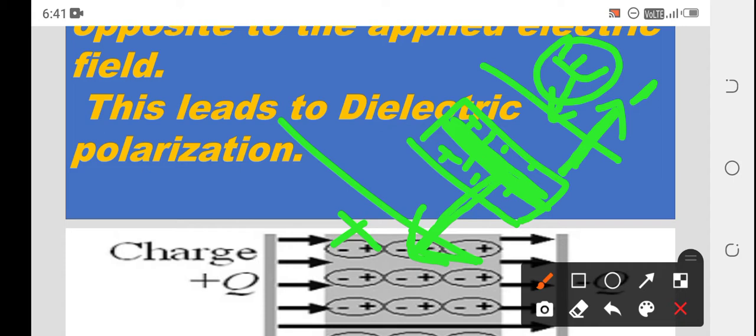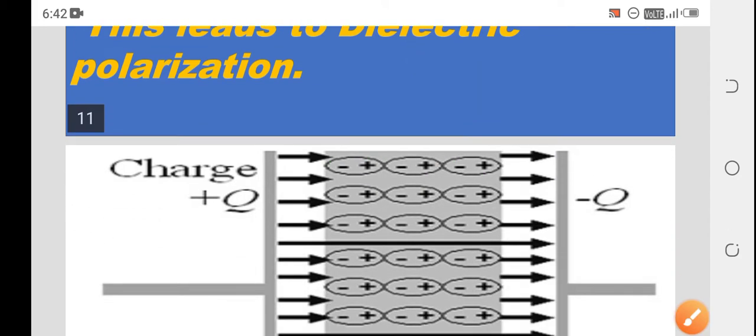So here, what is happening? The positive charge and negative charge both will be separated, and this leads to the formation of dielectric polarization in a dielectric material. So here, the separation of positive charge from the negative charge with the help of an electric field is defined as dielectric polarization.